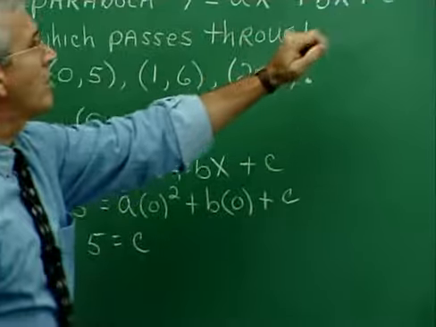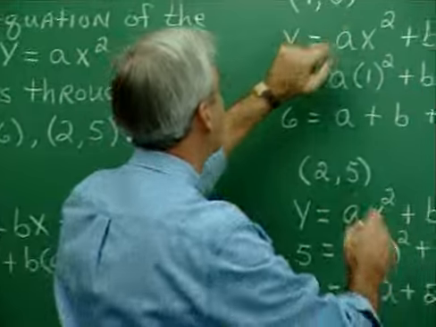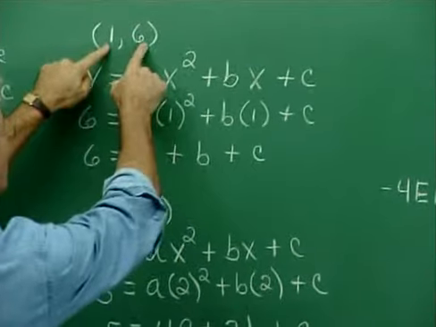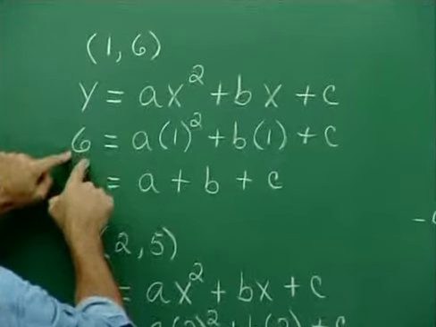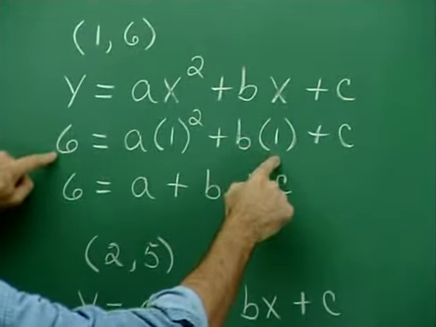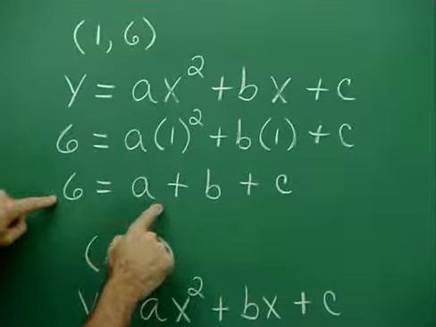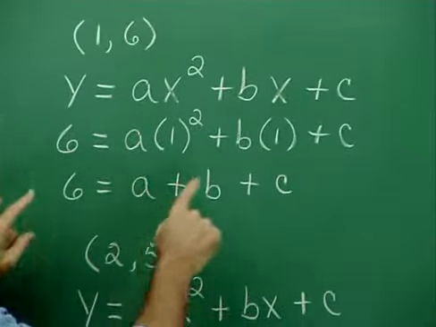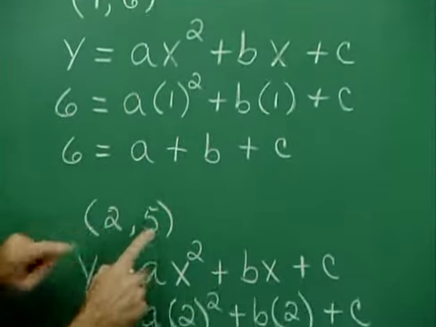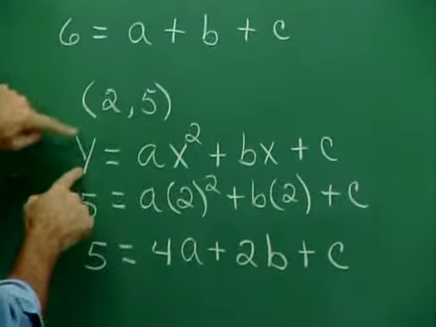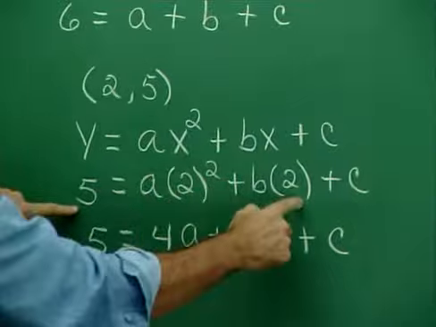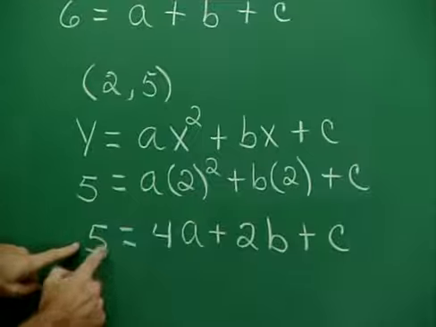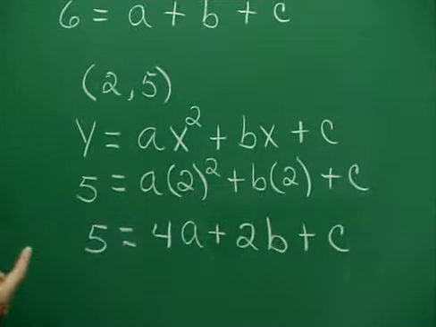Here we go. For the point 1, 6, replace x with 1 and y with 6. So the y becomes 6, the x is 1. And we simplify a bit, we find 6 to be equal to a plus b plus c. For the point 2, 5, x is 2 and y is 5. So we have y is 5 and x is 2. Simplifying, we find this equation. Now we have the 3 equations.